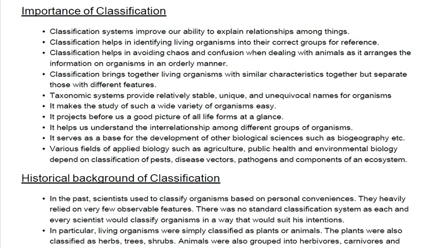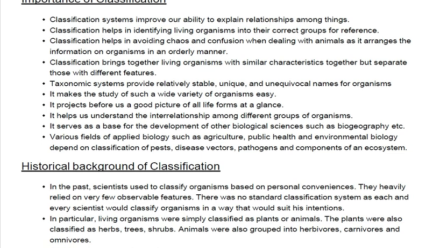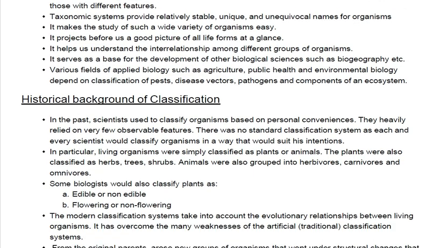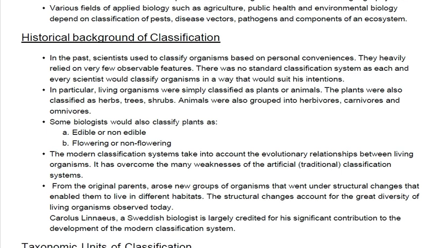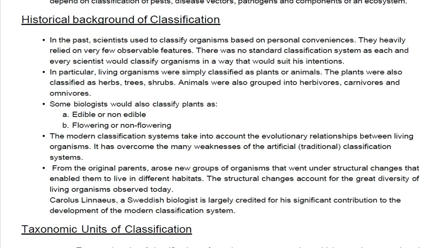Importance of classification. It makes the study of such a wide variety of organisms easy. It projects before us a good picture of all life forms at a glance. It helps us understand the interrelationship among different groups of organisms. Various fields of applied biology, such as agriculture, public health, and environmental biology, depend on classification of pests, disease vectors, pathogens, and components of an ecosystem.